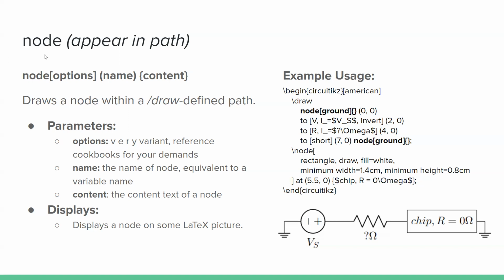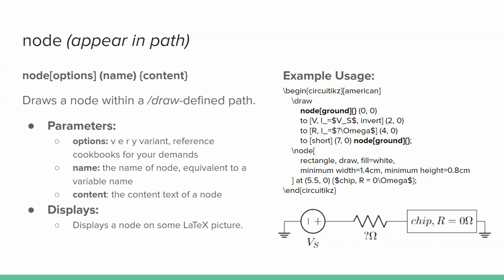Okay, so parameters. As previously mentioned, the options of node are very varied. So you can reference the documentation and decide what kind of options you want, or sometimes if you need Stack Overflow, you can once again reference the cookbooks for your demands. Now the name of the node. So we name a node so that we can refer to it later. You can think of the name, this piece of text that you put in the parentheses for a node, as a variable name, where in LaTeX, to reference this node in some kind of path later, you have to use the name of the node to refer to it. So it really works like a Python variable name.